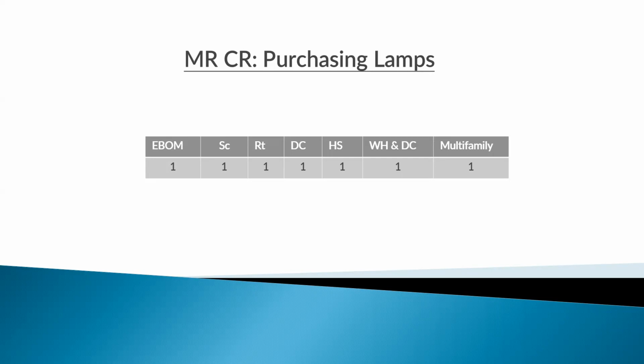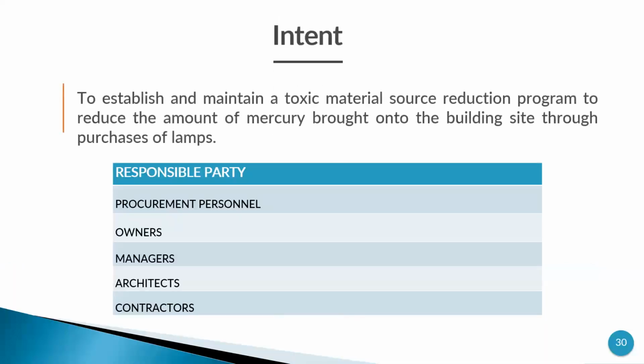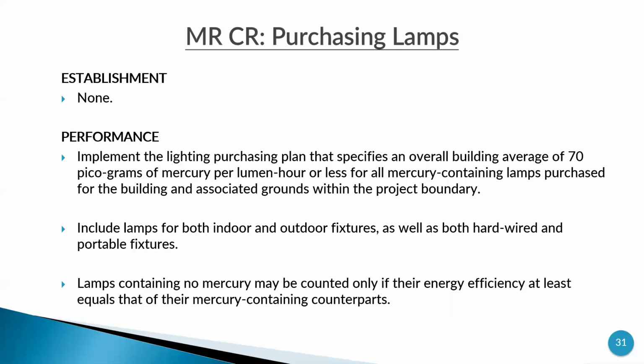Now comes purchasing of lamps, after purchasing ongoing. In purchasing of lamps, what we need to establish and maintain is a toxic material source reduction program to reduce the amount of mercury brought onto the building site through purchases of lamps. Lamps are another area where procurement personnel, owners, managers, architects, and contractors are involved. So establishment is again zero, none. Whereas coming to performance, implement the lighting purchasing plan, which will specify an overall building average of 70 picograms of mercury per lumen hour.